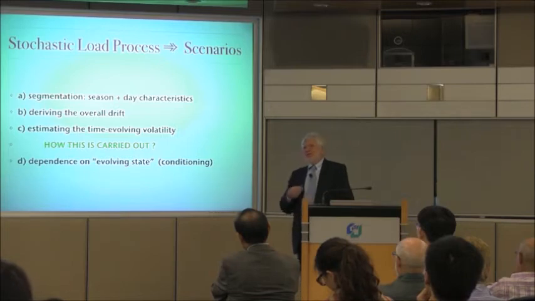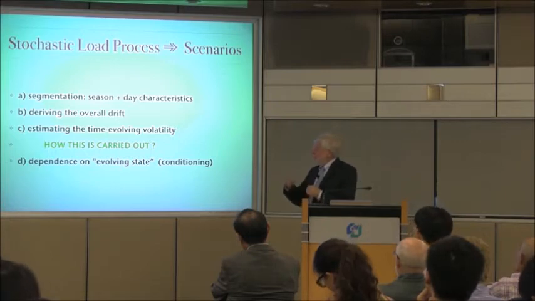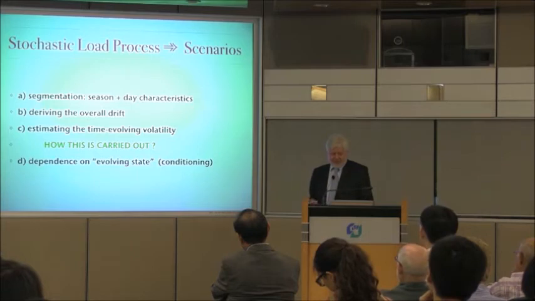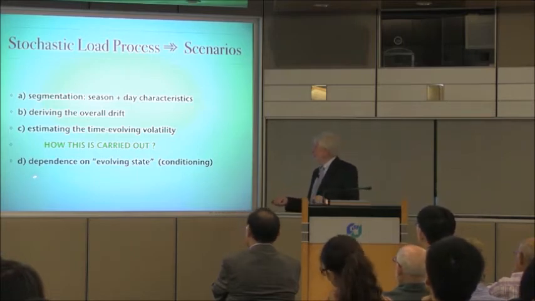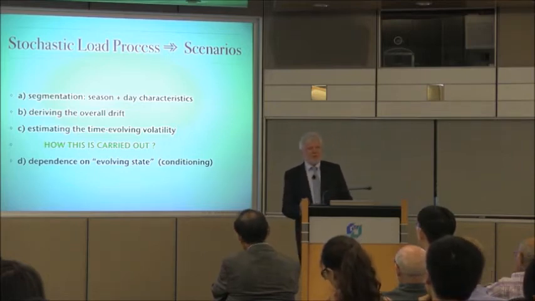We will want to also have the dependence. For example, if it's been warm at 10 o'clock, we'd expect the continuation to be different than if it is cool at 10 o'clock in the morning. And finally, the dependence on the evolving state. This is in some way a way to describe in words what people would call a stochastic process.